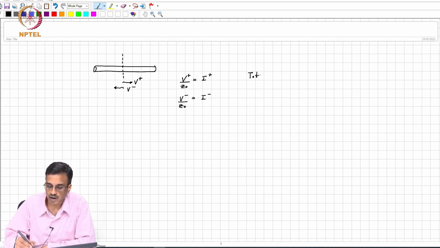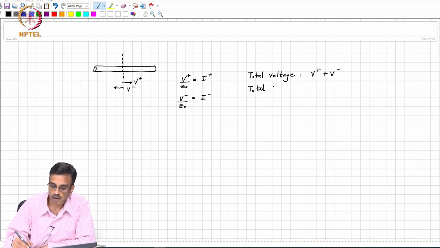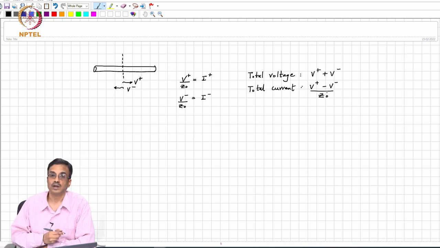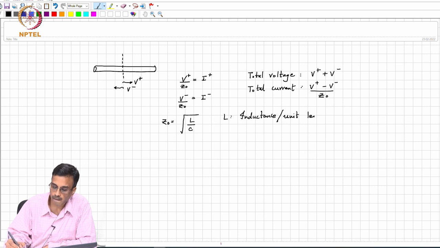The total voltage at any point is therefore V plus plus V minus, while the total current at any point on the line is V plus minus V minus by Z. Recall that Z naught is the characteristic impedance of the transmission line and is given by the square root of L by C, where L is the inductance per unit length and C is the capacitance per unit length.